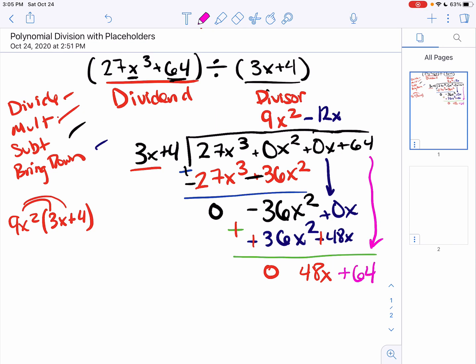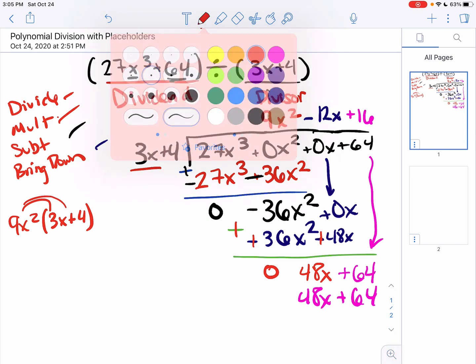Alright, last time. How many times does 3x go into 48x? 16. Because 16 times 3x will give me 48x. So, I did my division. Now I'm going to multiply. 3x times 16 will give me 48x. 16 times 4 will give me 64. Now I did my multiplication, and I have to subtract.